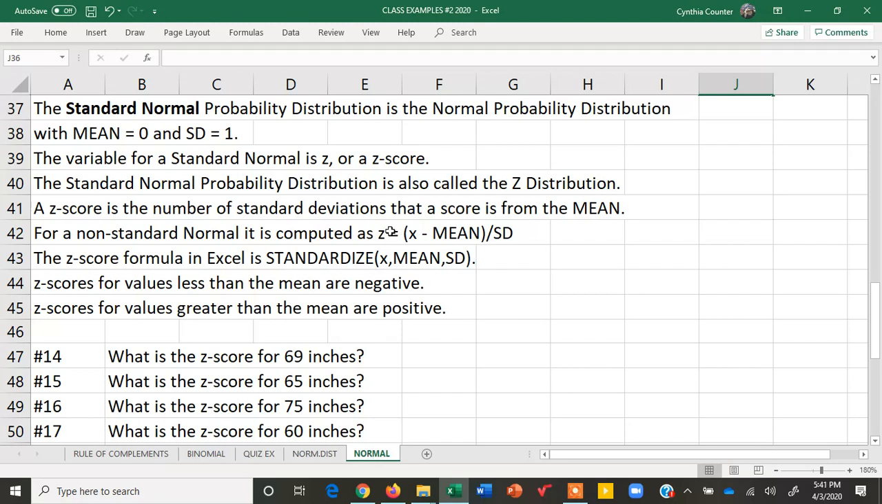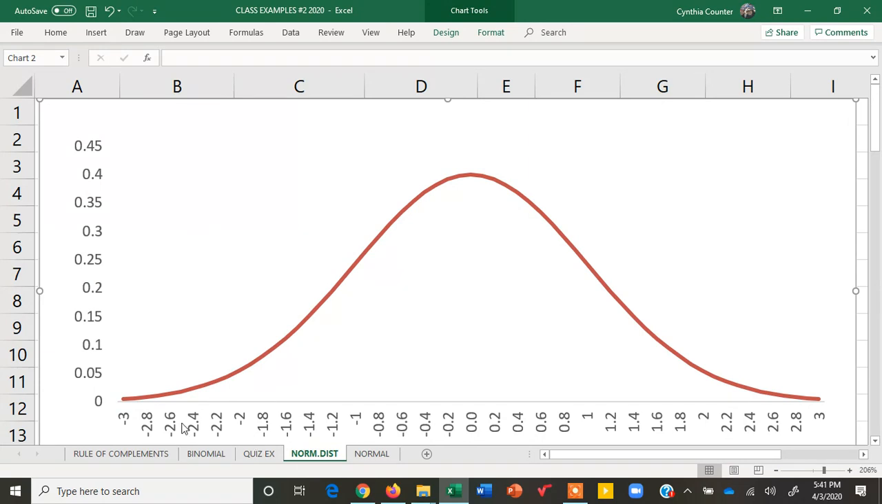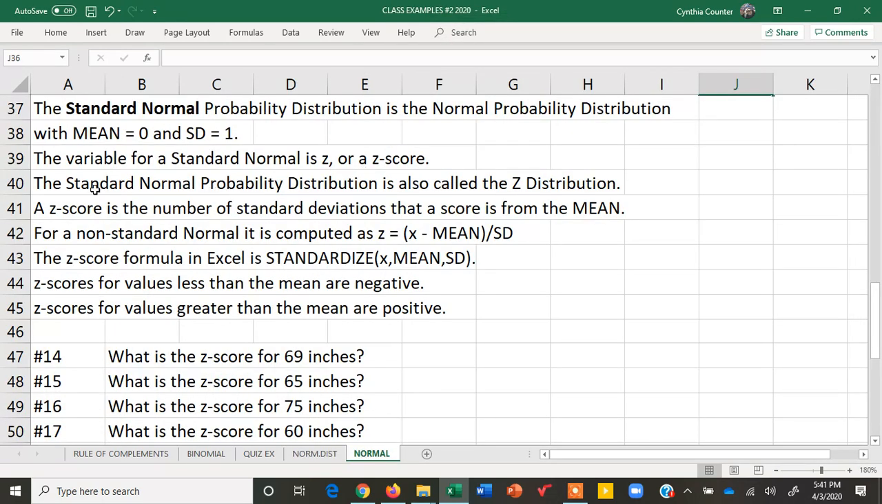These values, instead of x's, which we usually use for a random variable, for a standard normal, we're going to use z for the random variable, where z is the z-score. And as we can see here, if these are considered z's or z-scores, they represent the number of standard deviations that one is from the mean. So the standard normal probability distribution has a random variable referred to as z rather than x, and so it's often referred to as the z distribution.